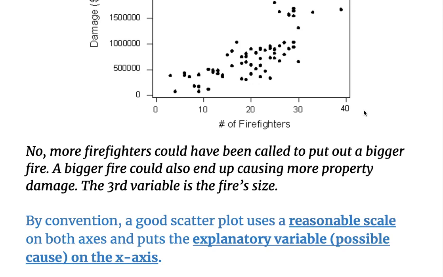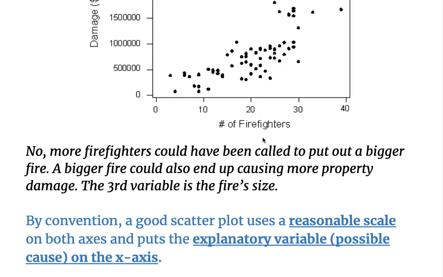The other thing we have to keep in mind is that the explanatory variable, so the possible cause, doesn't always mean that it's the cause, but something that could be the cause of the other one changing, when we talk about dependent and independent variables, is put on the x-axis.